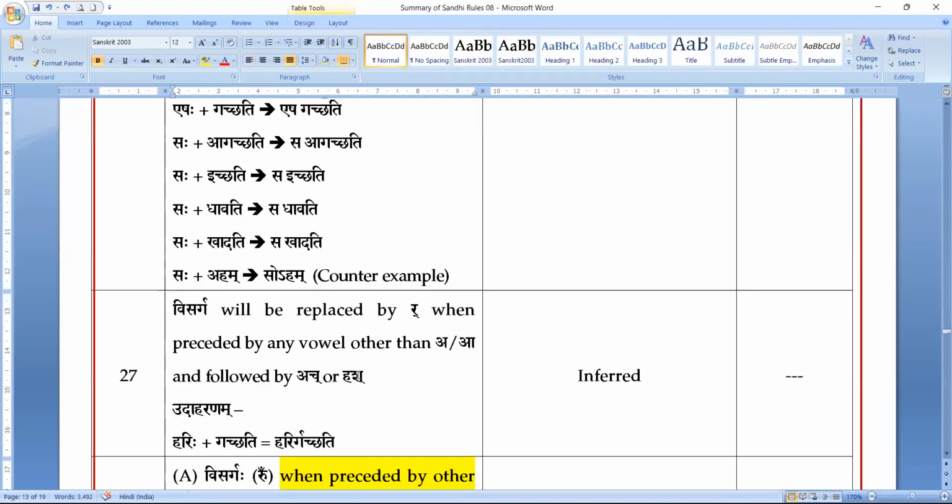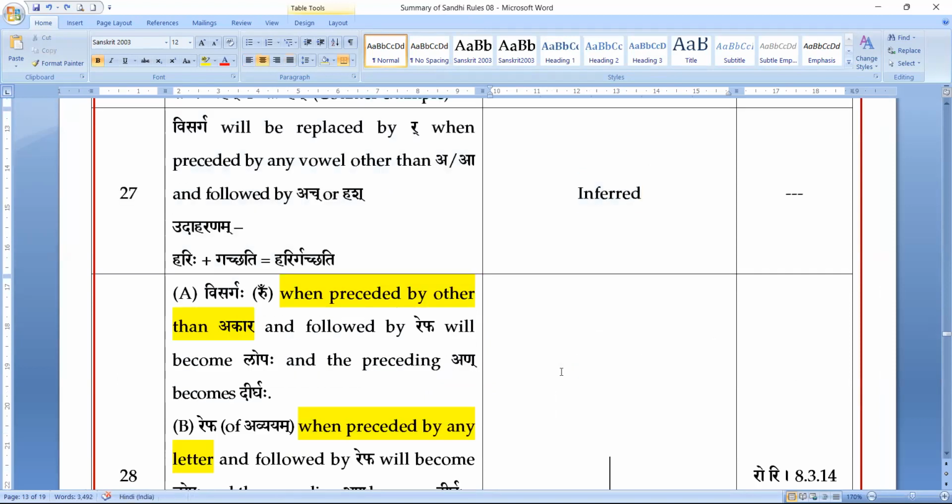Now, here Visarga will be replaced by Repa. I mean, one step back. This is why I always say one step back, one step back. Okay, this is inferred. There's no rule for it. It's inferred. Then the next one.